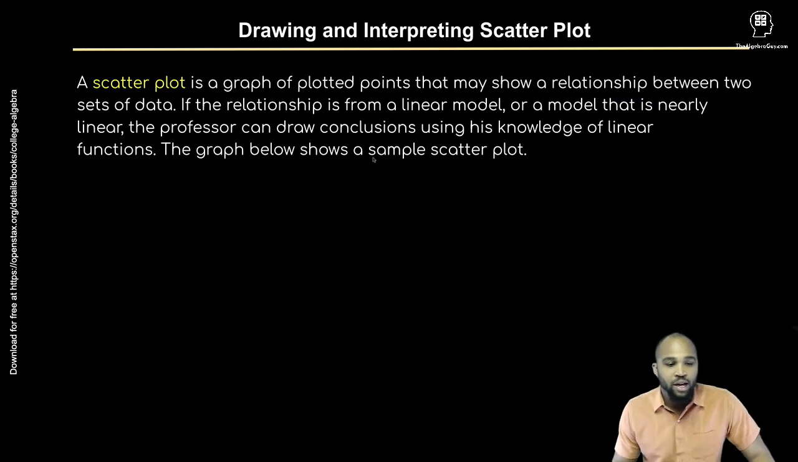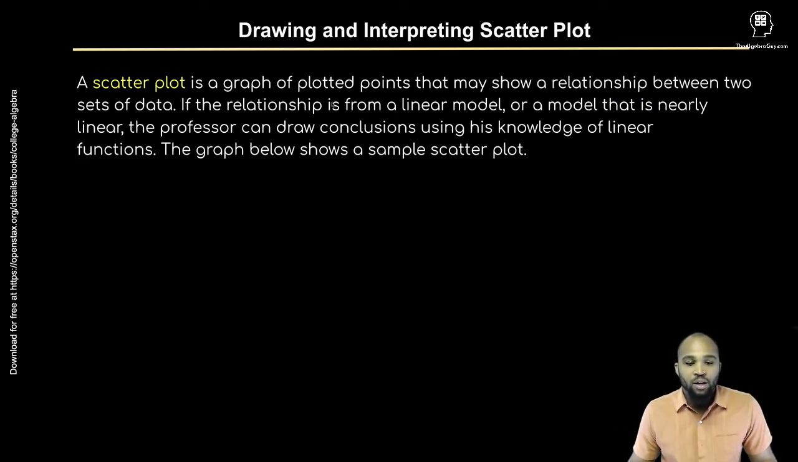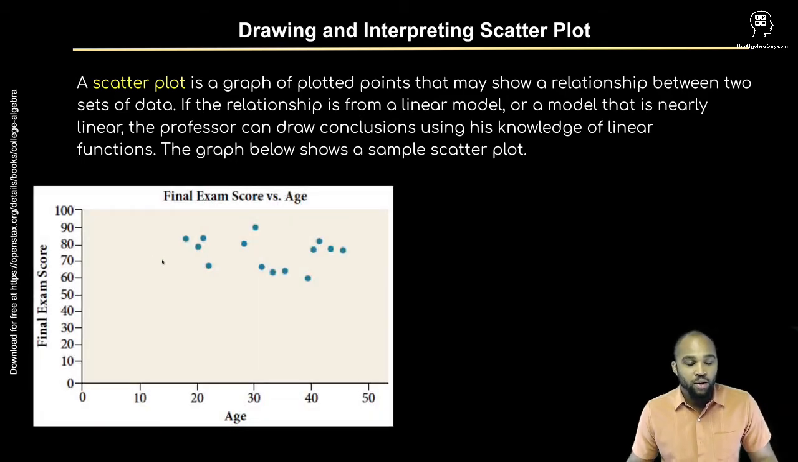So what is a scatter plot? It's a graph of plotted points that may show a relationship between two sets of data, kind of like this right here. A professor was curious if age had any relationship to the final exam score, so he plotted the points. He took a person's age and plotted their score, took their age, plotted their score, and here's the graph that he came up with. He's trying to understand, is there a relationship? And if so, can he make a prediction given a trend line or a best fit line?